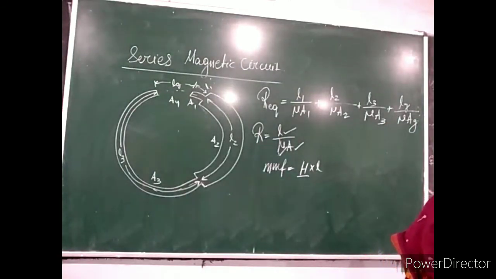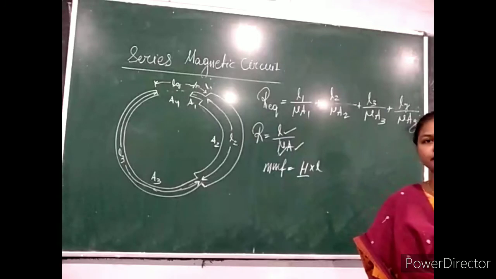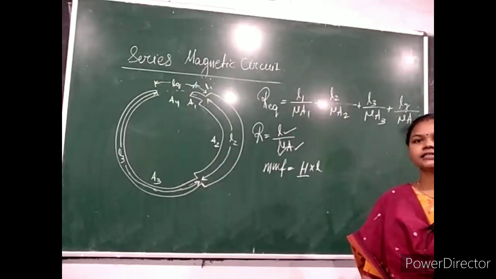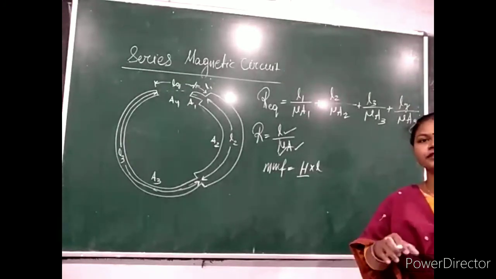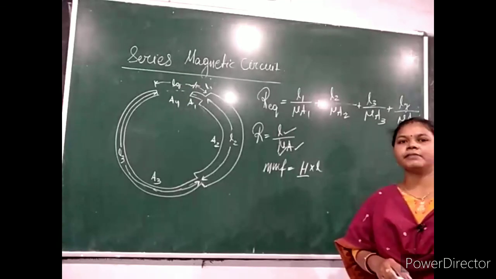So in this video lecture you have learned the similarities between magnetic and electric circuits, the differences between them, and how you find the reluctance of a parallel magnetic circuit, a series magnetic circuit and a composite series magnetic circuit. After getting the knowledge of this concept, you are very clear to solve numericals based on any magnetic circuit.